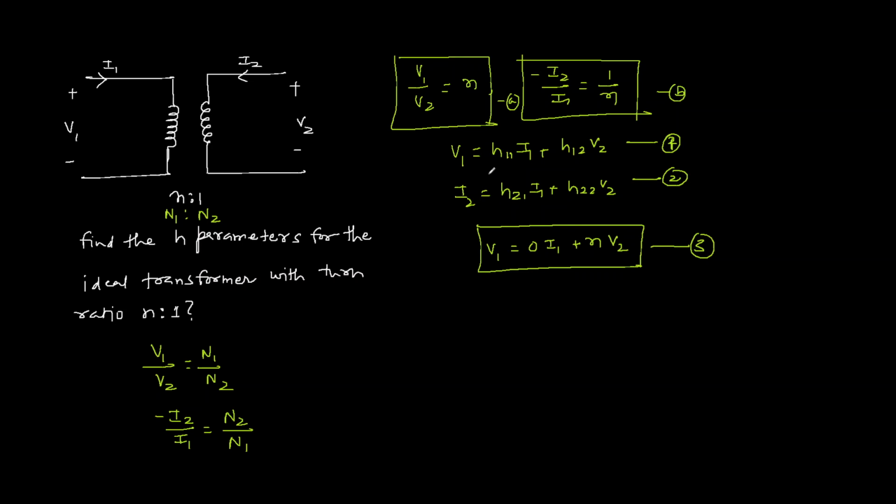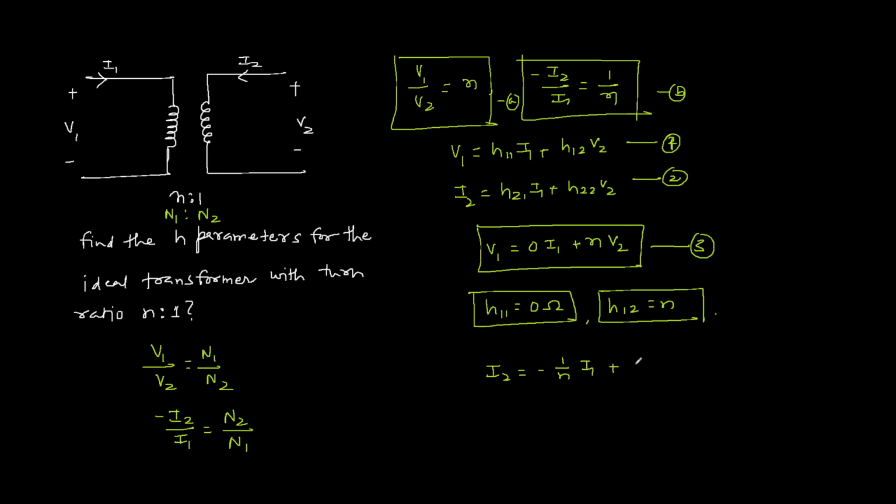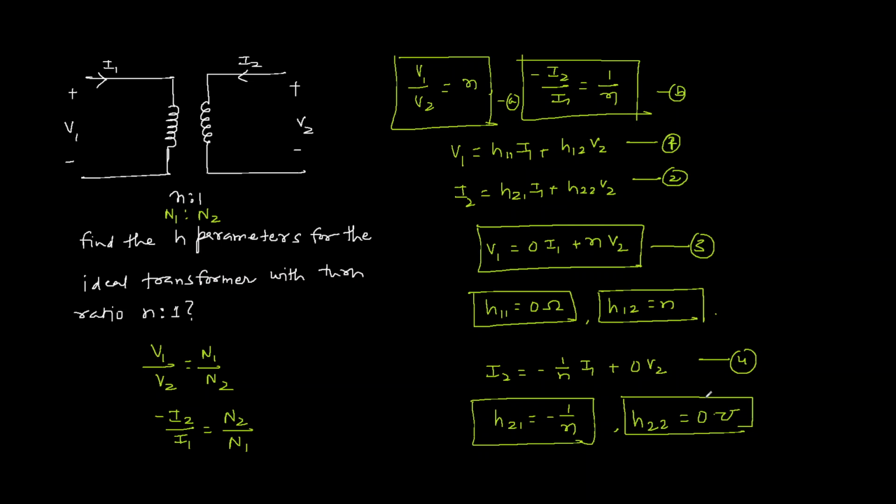Now this equation is in the form of equation 1 because it has V1, I1 and V2. So by comparing equation 3 and 1, we can find out H11, which is 0 ohm, and H12 is n. Now from the equation B, we can write I2 as negative 1 over n I1 plus 0 V2. This is equation 4, and this equation 4 is in the form of equation 2 because it has I2, I1 and V2. Now by comparing equation 2 and 4, we can find out H21 as negative 1 over n and H22 is 0 mho. So that's how we find out the H parameters for an ideal transformer with turn ratio n to 1.